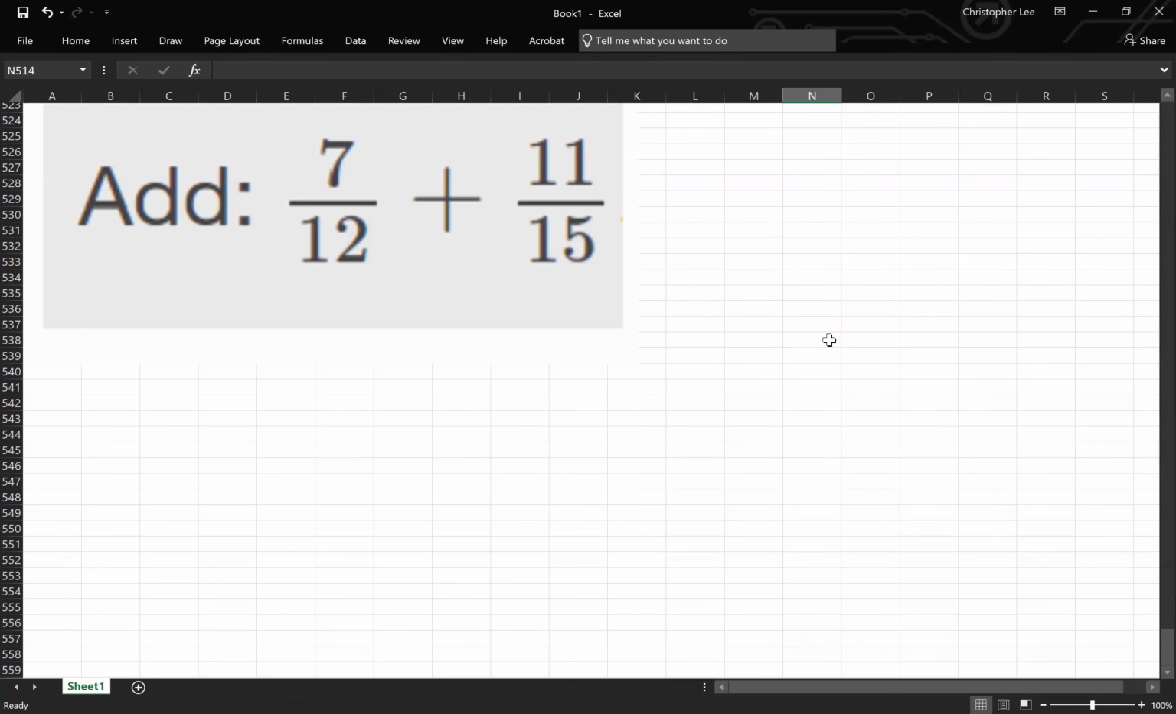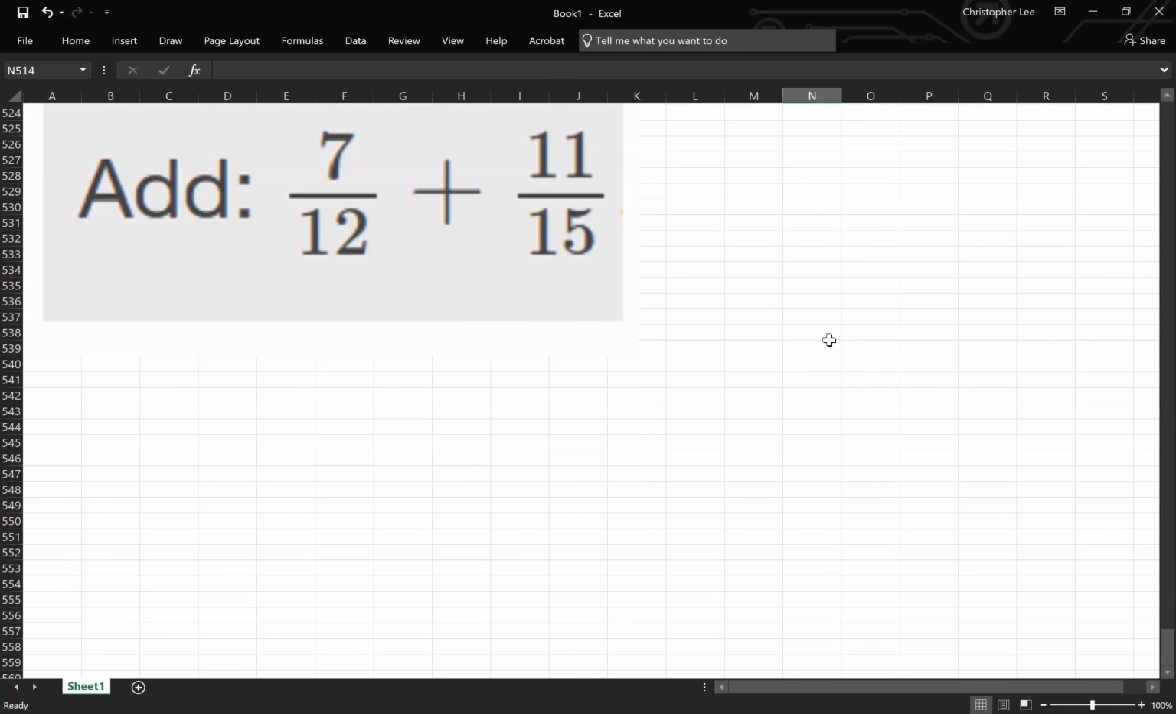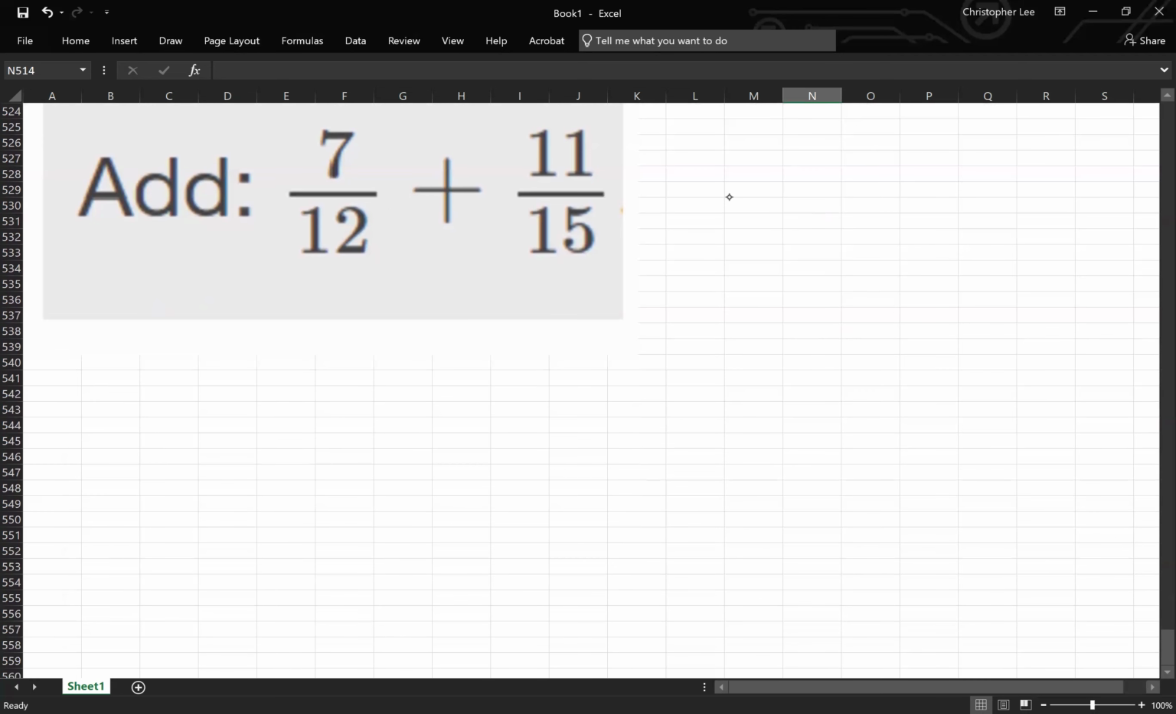Let's try this out. So, first thing I need to do is find that LCD, right? I have 15 and I have 12. Remember, always start with the bigger number. So 15 times 1. Does 12 go into 15? Nope. So that's not it.